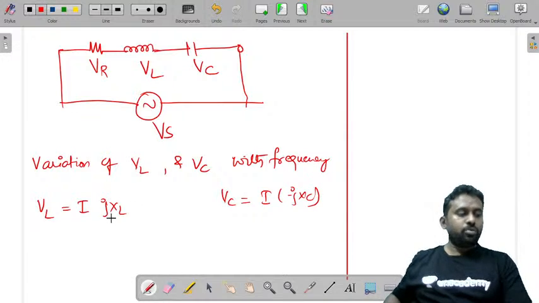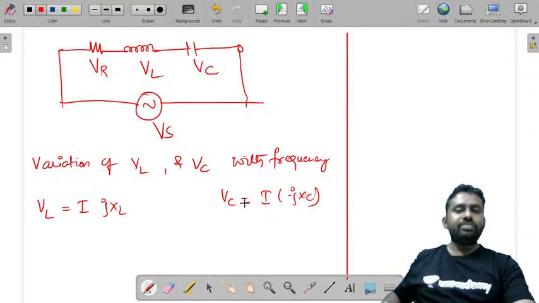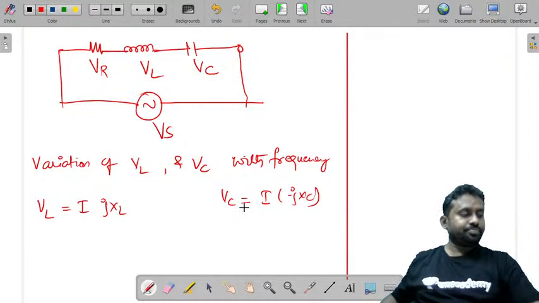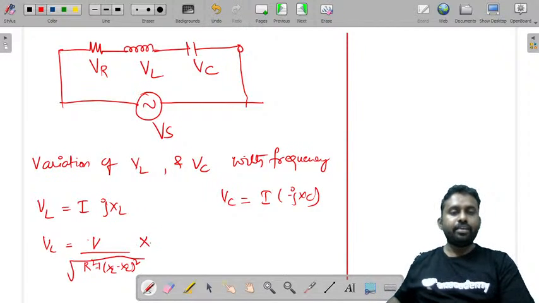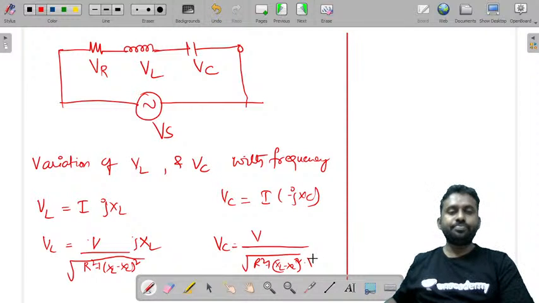So VL is equal to I into jXL and VC is equal to I into minus jXC. So you can write VL is equal to I into, what is I? V by under root of R square plus (XL minus XC) whole square, into jXL. Similarly, VC is equal to V by under root R square plus (XL minus XC) whole square, into minus jXC.